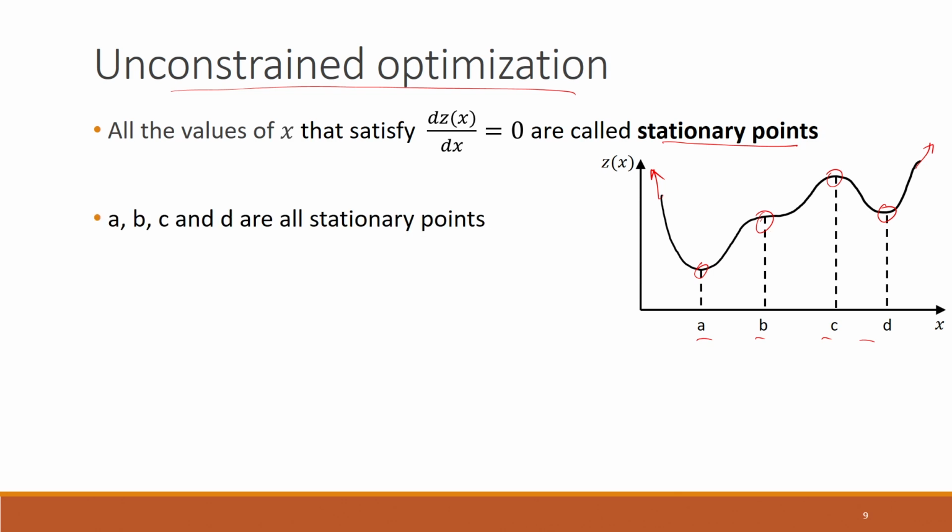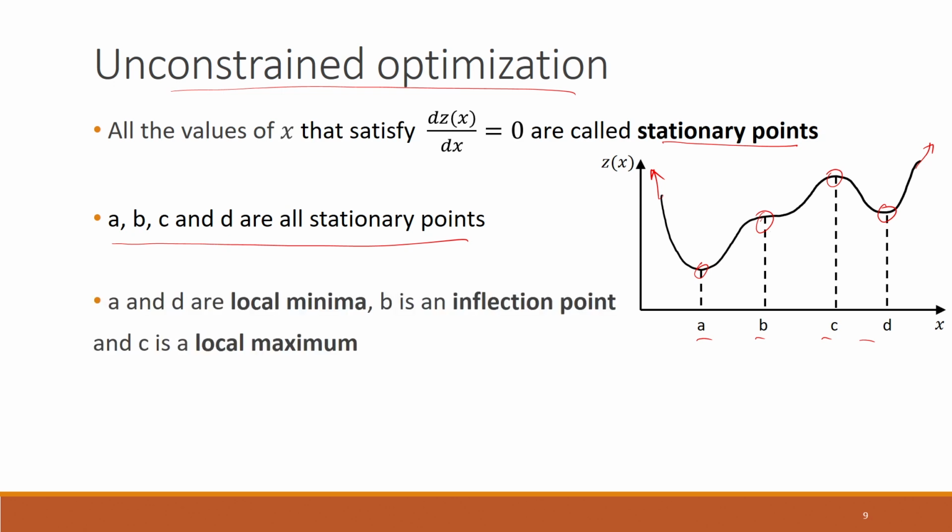So, this is saying the same thing, A, B, C and D are all stationary points because at these points the slope of the function is equal to 0. Now, out of these A, B, C and D, A and D are local minima. What does local minima mean? If you take a very small region around a particular point, then at that point the function value will be the minimum. So you can see that around this region here the minimum value occurs at A. Similarly, around this point D, the value taken by the function is minimum.